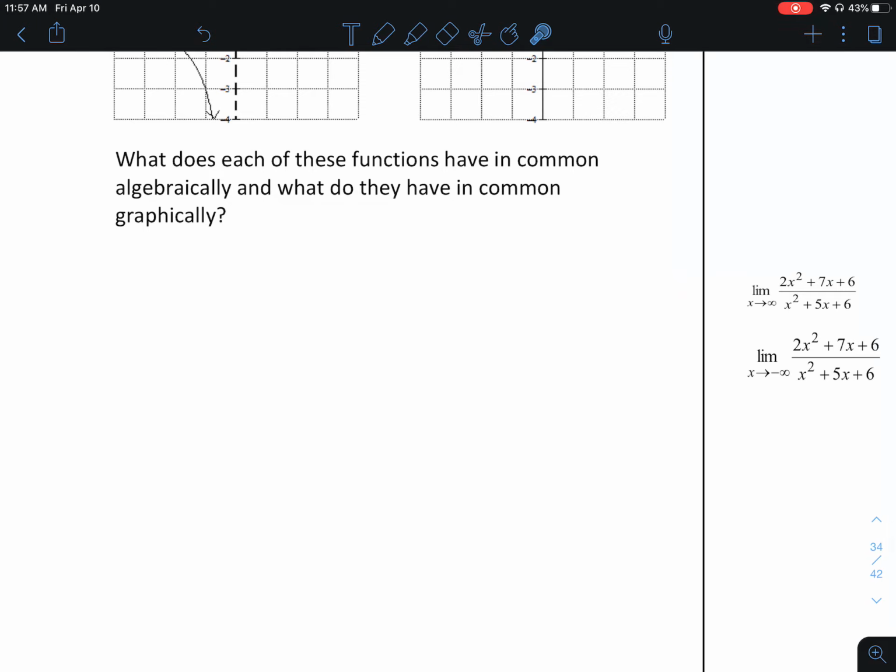What do each of these functions have in common? Algebraically, well, let me tell you. Algebraically, the denominator grows faster than the numerator.